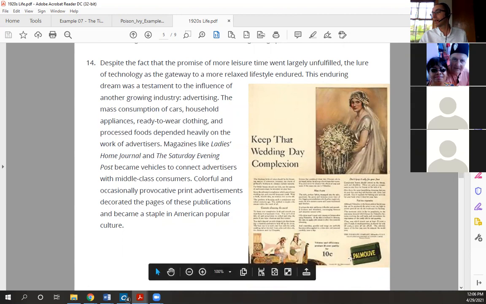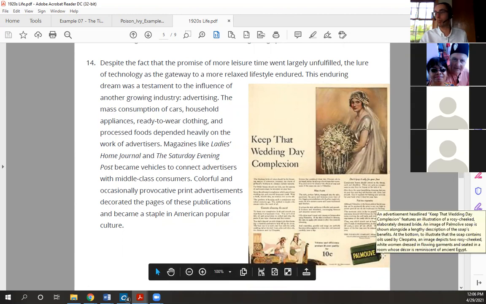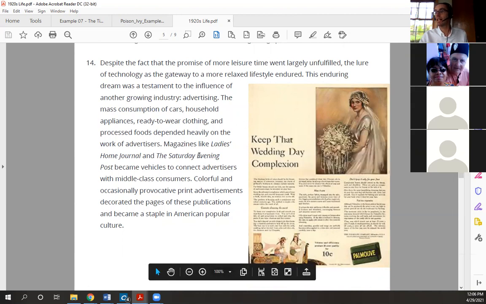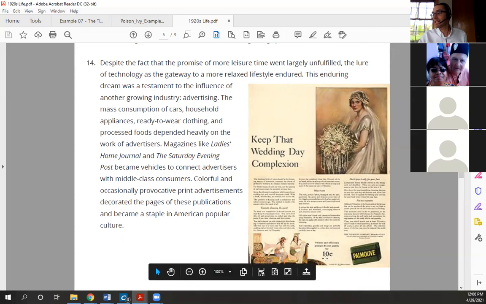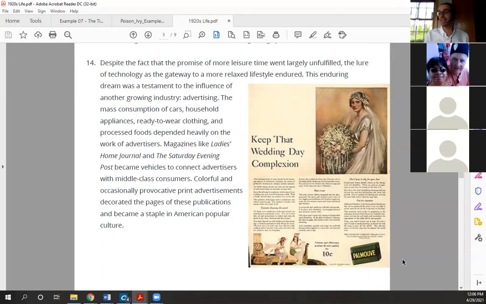Even though this picture here, we don't think of this as modern. It's an ad for Palmolive soap. It says keep that wedding day complexion. So if you're a middle-aged woman and maybe your skin's getting a little more wrinkly in the 1920s, you can look like you did on your wedding day if you use 10-cent Palmolive soap, right? Well, wanting to look good and look pretty all the time, that's a pretty modern thing for all of us.